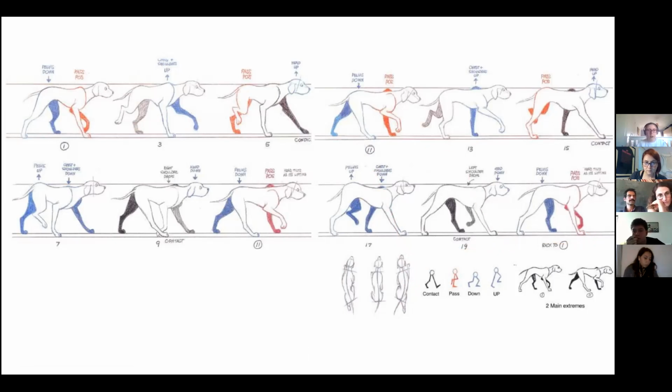But yeah, it's always good to have this reference up when you're learning the walk cycles, because that applies to everything you do, like to all the animals.